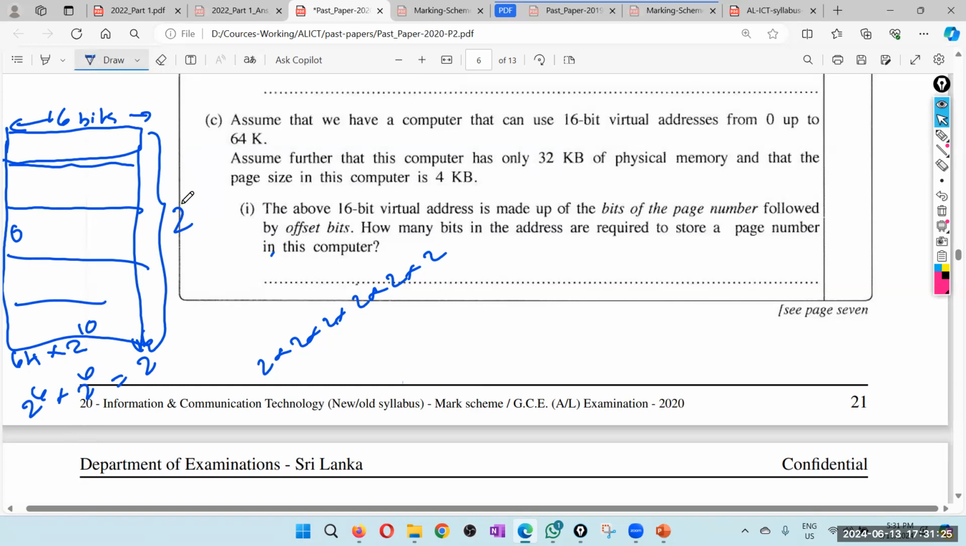So how did I get 2 to the power 16? Because 64 times kilo: 64 is 2 to the power 6, kilo is 2 to the power 10. With integers, when the base is the same, you can add the exponents, right? That is your O-level maths. So 2 to the power 16 addresses are there. So this many logical addresses are there. Right, so now let's keep reading.